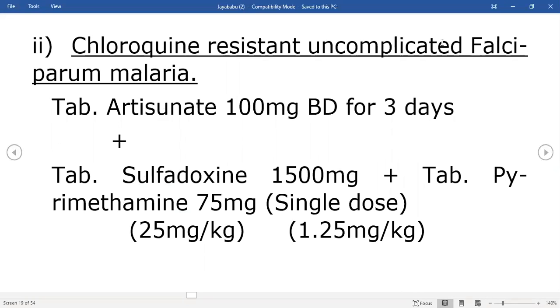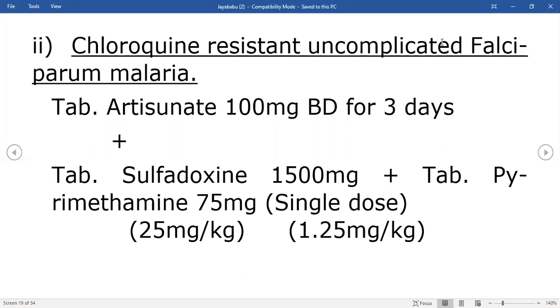And then, if the patient has chloroquine resistant uncomplicated falciparum malaria, the patient has to be started on tablet artesunate 100 mg BD for 3 days plus tablet sulfadoxine 1500 mg plus tablet pyrimethamine 75 mg single dose. It has to be given to the patient.